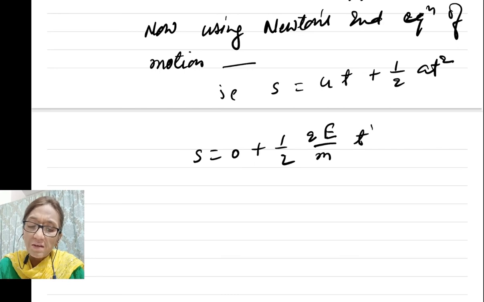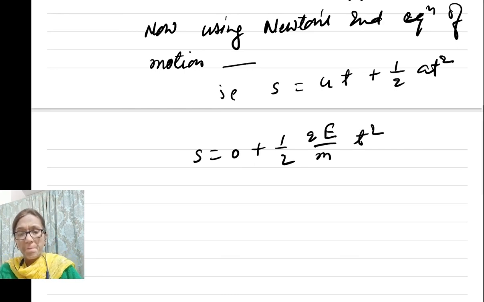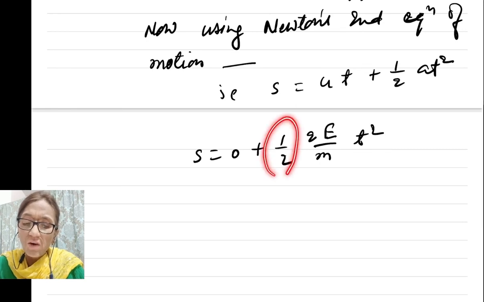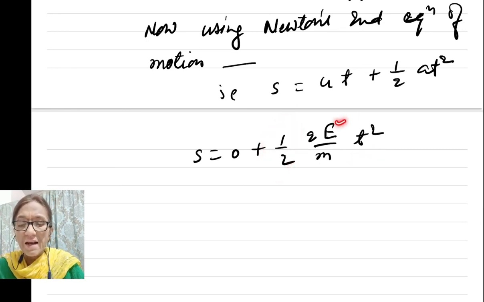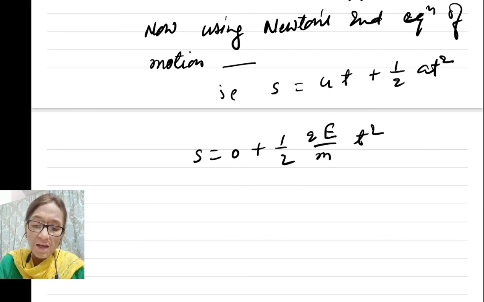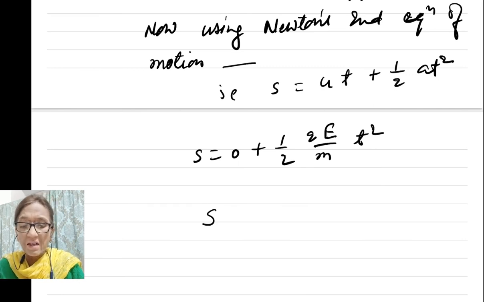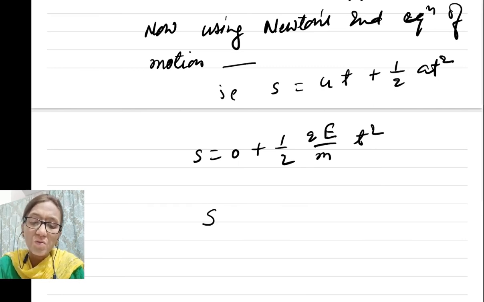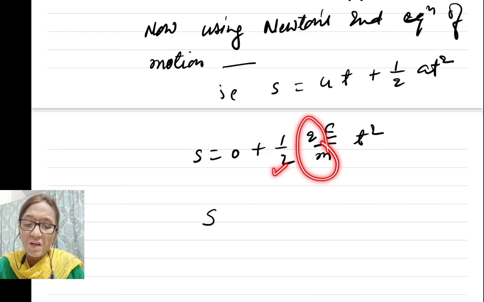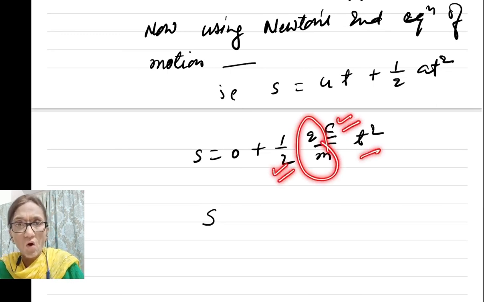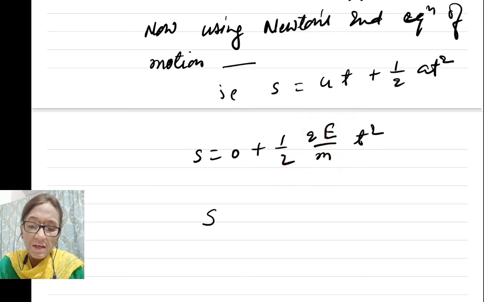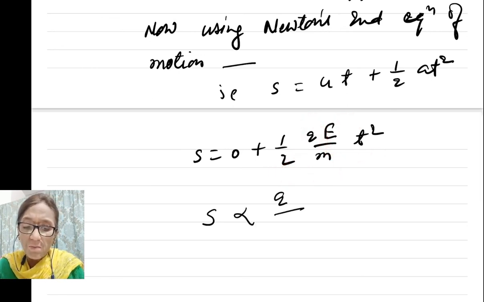times t square. So from here you can see that the rest of the quantities you may consider as constant, the electric field as constant, and then you can relate the distance traveled in the vertical direction to the charge by mass ratio, because the rest of the quantities can be considered as constant. So S should be directly proportional to charge by mass ratio. So if the distance traveled is large, then the charge by mass ratio of the particle is also large.